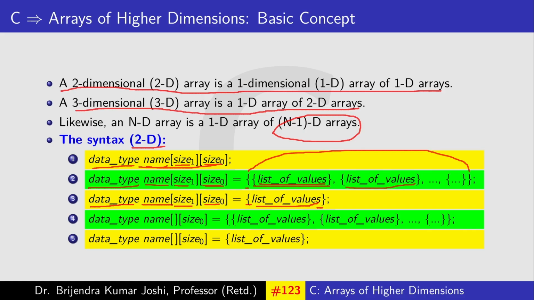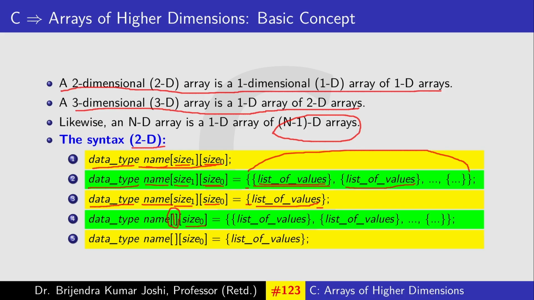The next way is data type, name, and here I can skip the left dimension. I need not write anything, but this size 0 is essential, and you can keep on writing lists of values enclosed within pairs of braces as many as you like. So it will deduce automatically by looking at these lists of values how many of them there are. It will deduce what the value of this dimension should be, the first dimension from the left-hand side.